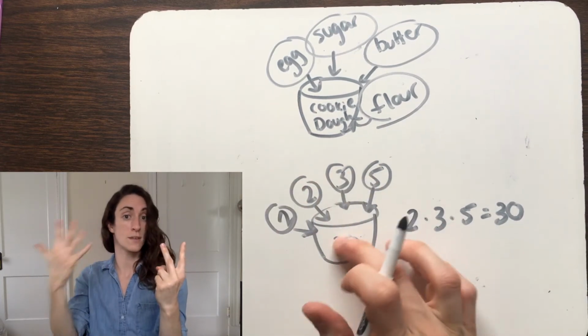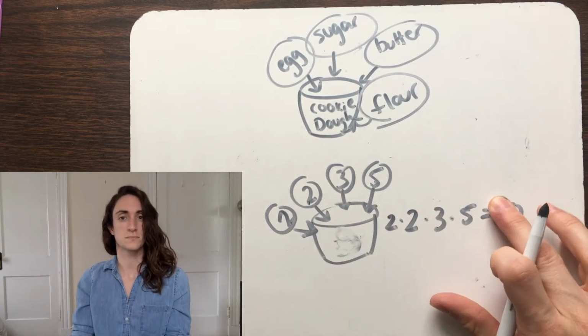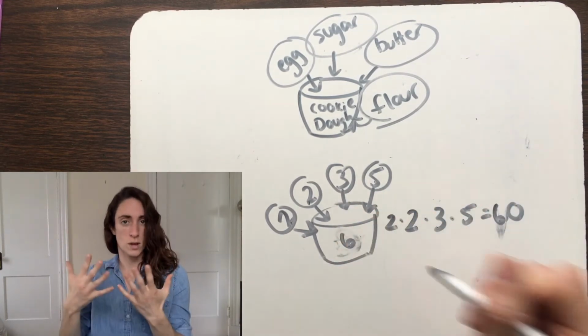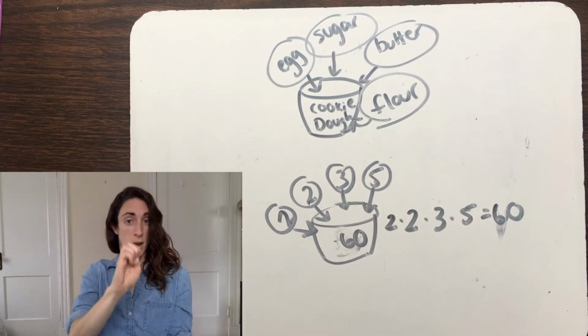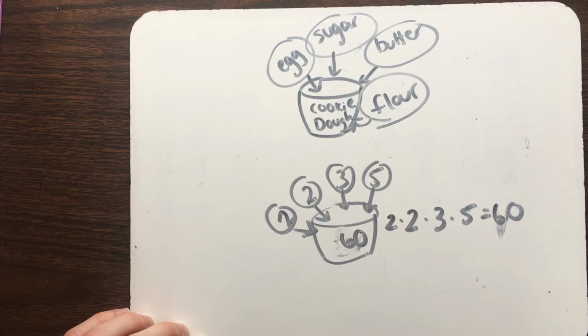If I tweak the recipe a little bit, say if I change it to 2 times 2 times 3 times 5, that's a different recipe and I'll get a different number. In this case, I'll get 60. The real mathematical term for that recipe is called prime factorization.